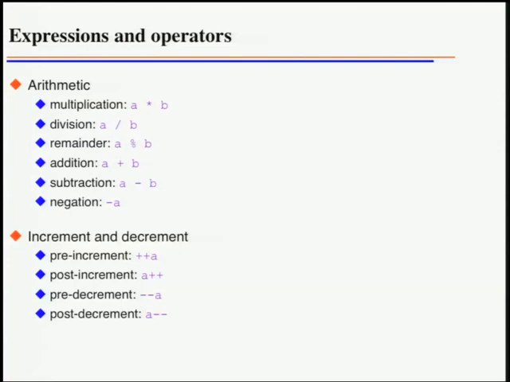So both of these variants increase the value of the variable a by 1. This one first increments the value of the variable and returns the value after the increment. This one does the increment but returns the value the variable had before it was incremented. And the same for the decrement, which goes one down.